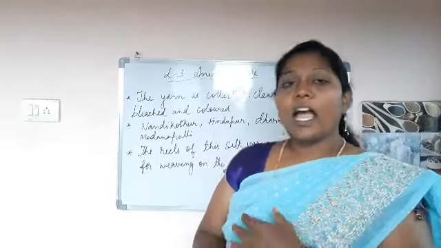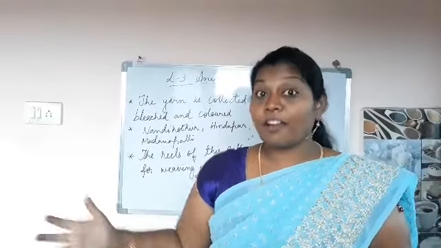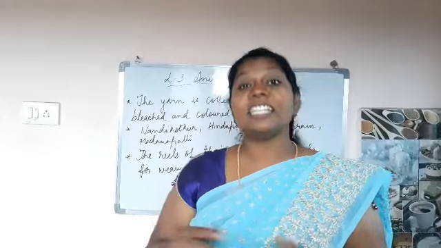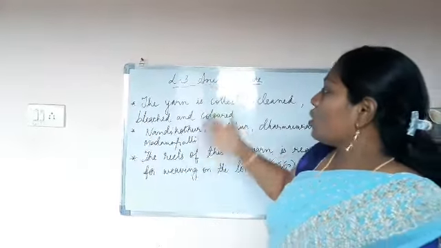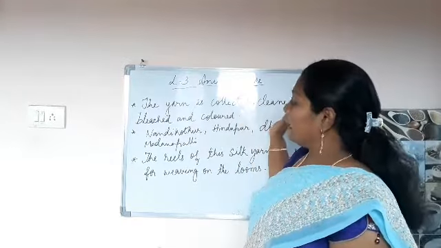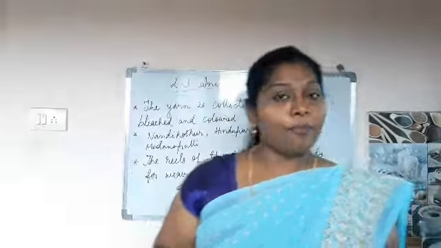Okay, the yarn. So now we are in the process of getting the silk fiber completely. The fiber is nothing but the yarn. Okay, the yarn is now ready. So the yarn is collected, cleaned, bleached and colored. So the reeling technique has been done.